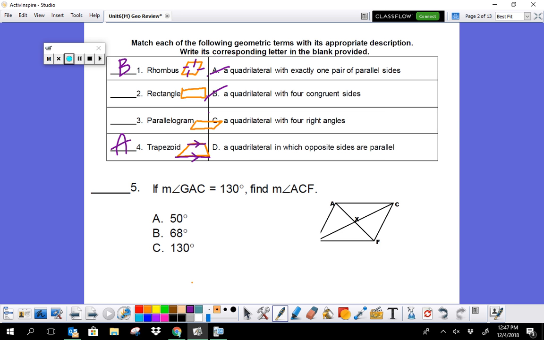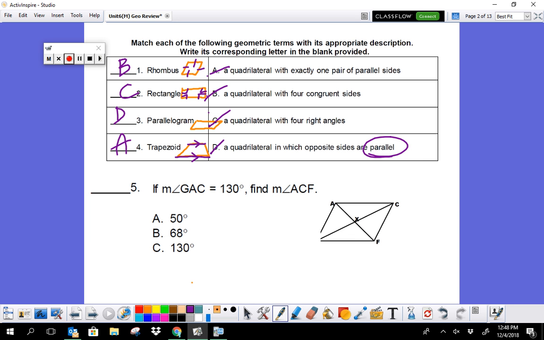C, a quadrilateral with 4 right angles. Okay, so that's going to be our rectangle. It's going to have the 4 right angles. So that's C. And then a quadrilateral in which opposite sides are parallel. Okay, it gets its name because both pairs of sides are parallel, and so that would be your parallelogram.